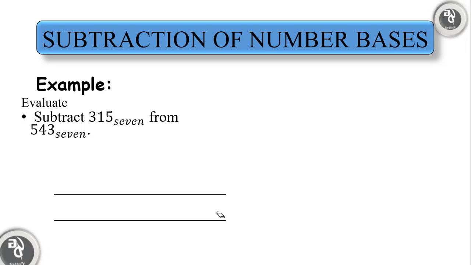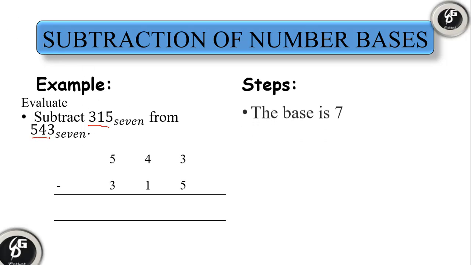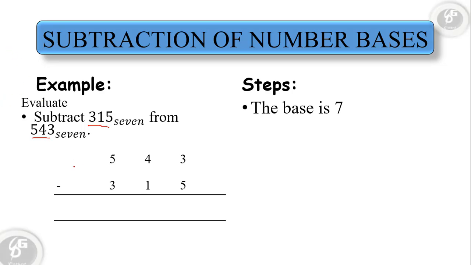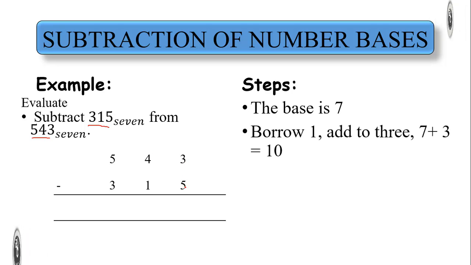Subtract 315 base 7 from 543 base 7. I'm subtracting 315 base 7 from 543 base 7. So the arrangement is 543 and 315. 543 is greater than 315 base 7. So my base is 7 this time around. 3 take away 5 is impossible, so I have to borrow from this 4.